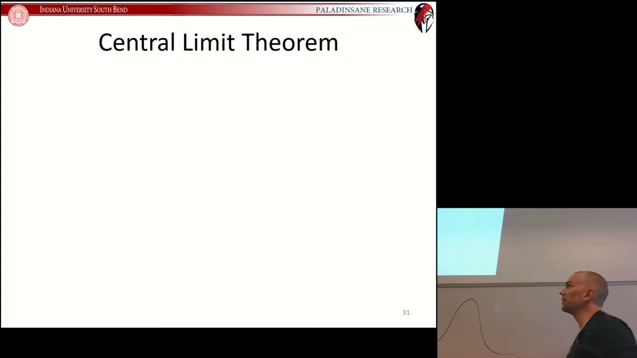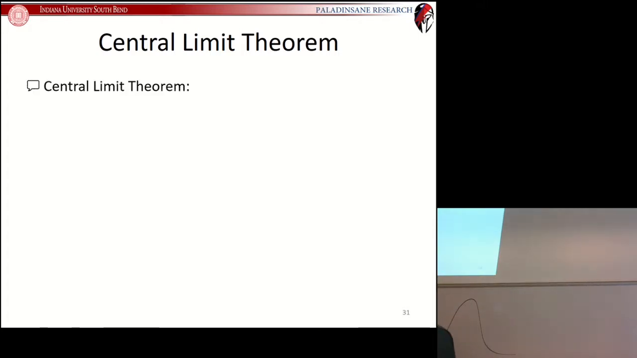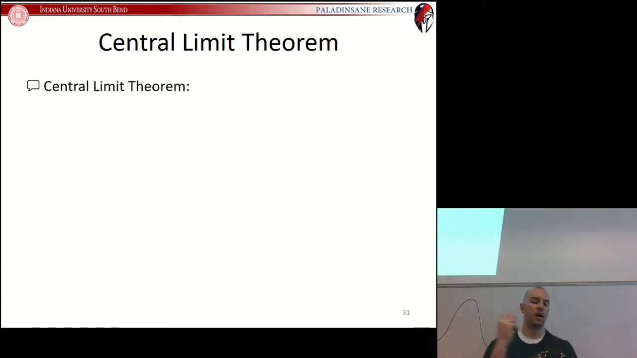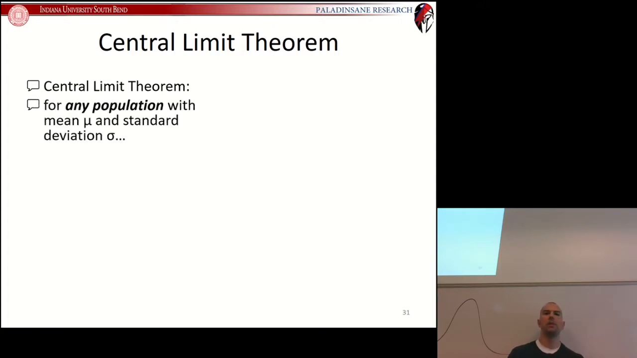So the central limit theorem is a very important idea. It's what makes statistics possible in terms of inferential statistics. And it's the idea that, for the theorem, it's not just an idea, it's a theorem, it's a proof, that for any population that has a mean and a standard deviation, which is basically every population, right? Every population is going to have a mean and a standard deviation.